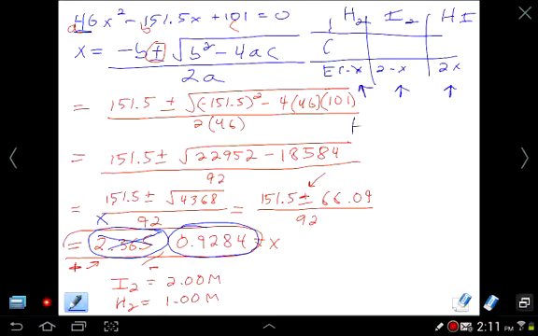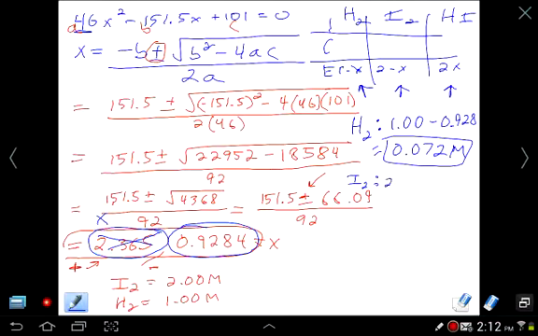So for H2, we simply take 1.00 to be precise, minus 0.9284, or 0.928 for three significant figures. And this should give us 0.072 molar for H2. This is our H2 concentration. For I2, we have a similar calculation. We have 2.00 minus 0.928. And if we plug this in, we have 1.07 molar. This should be a 7.